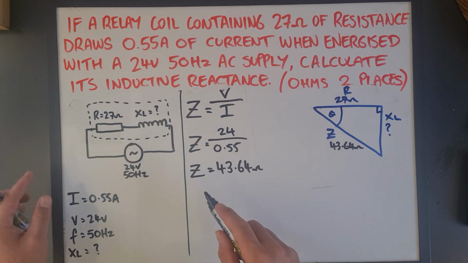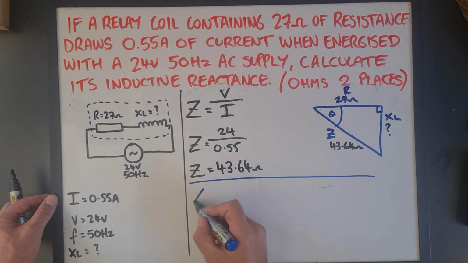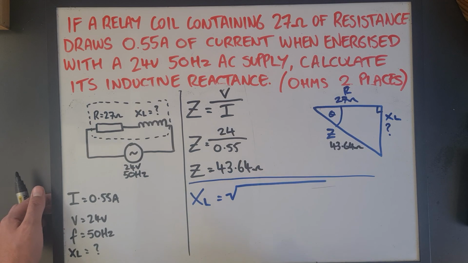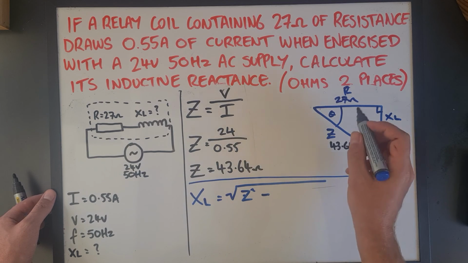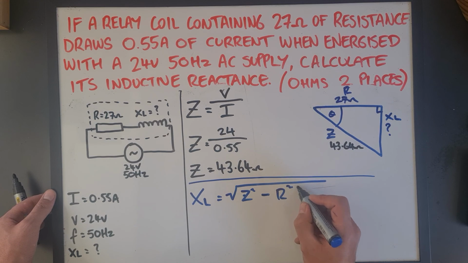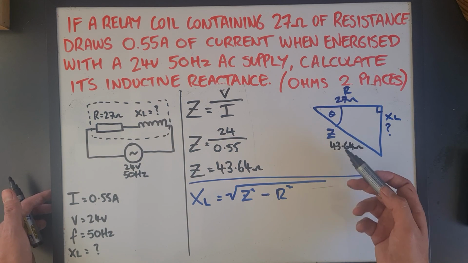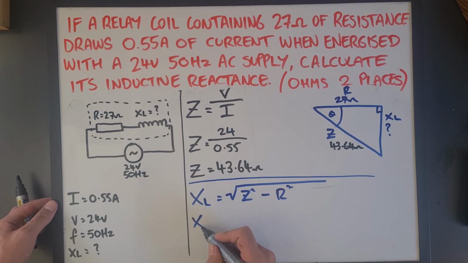So all we're going to do now is just use straight up Pythagoras. XL will be equal to the square root of Z squared minus R squared. Remember, I'm using minus here because we're trying to find a side that is not the hypotenuse. We're looking for another side. So we can then just substitute our values in.